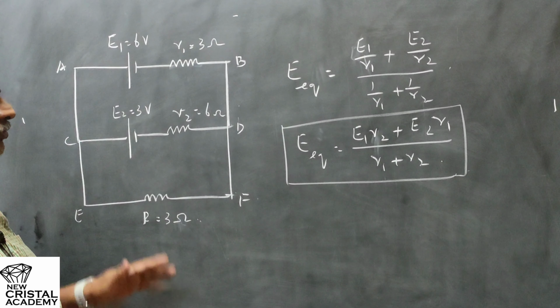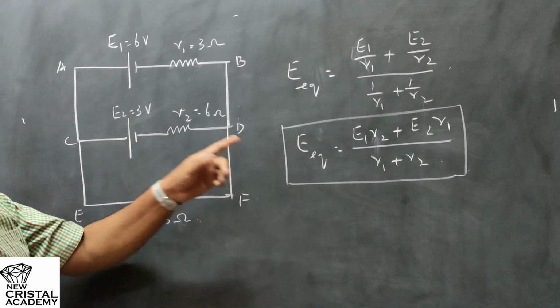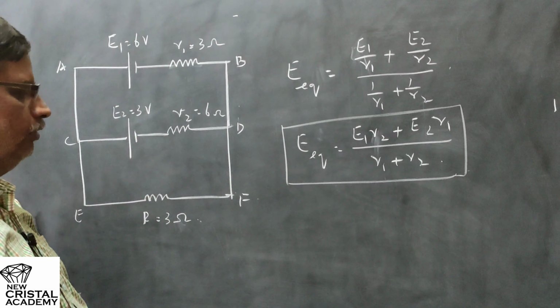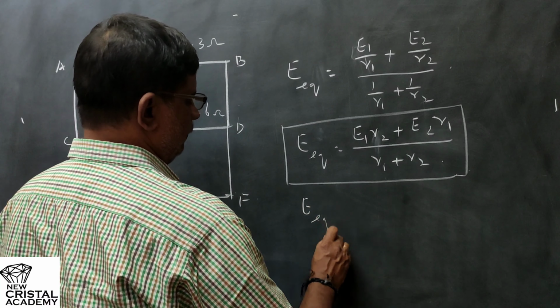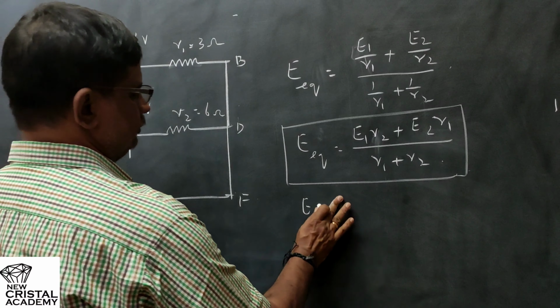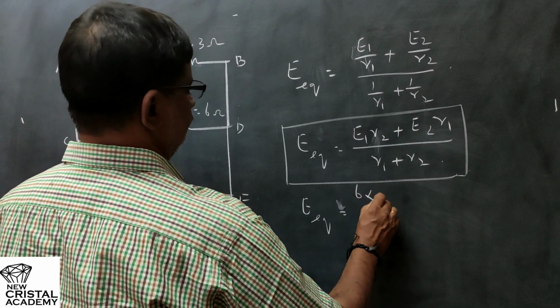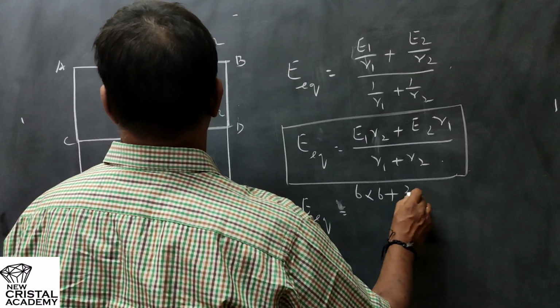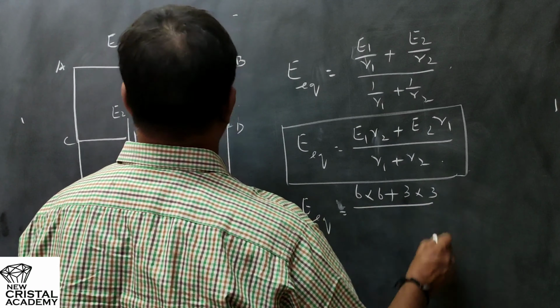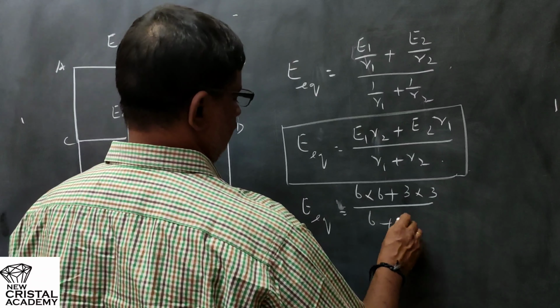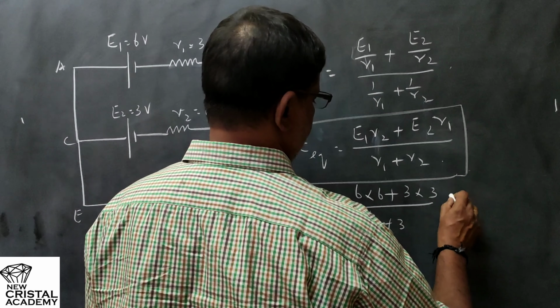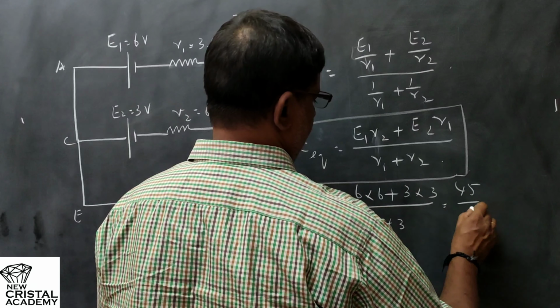So now let us see how this problem can be solved by using this formula. Here our equivalent EMF will be E1 R2 plus E2 R1, which is equal to 6 into 6 plus 3 into 3, divided by R1 plus R2, 6 plus 3. So this is equal to 45 divided by 9.